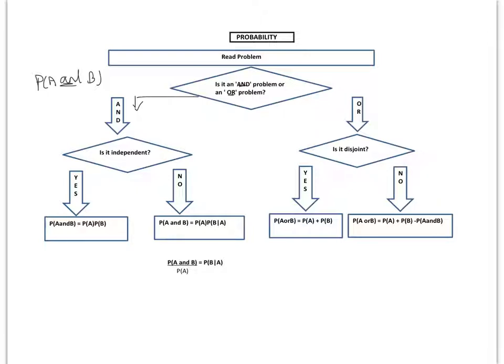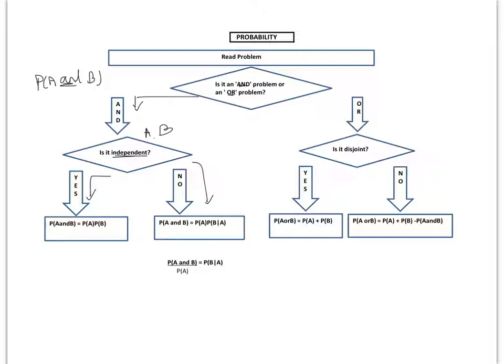If you see an AND between two events A and B, the question you'll have to first answer is, are the events A and B independent? If the answer is yes, then you have to use this formula. If the answer is no, you have to use this formula. We've discussed the definition of events being independent. Two events are said to be independent if the occurrence of one event does not change the probability of occurrence of the other event. In that case, you would call them independent events.